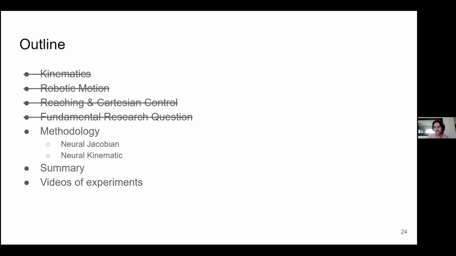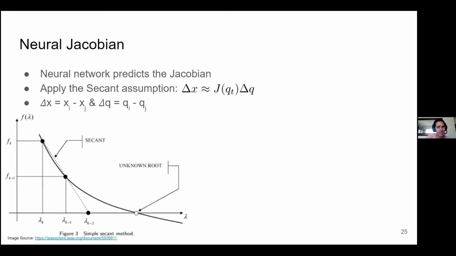I'm not very imaginative in my naming of things, but the neural Jacobian method is we're going to take a neural network and directly predict Jacobians as the output of this network. We want to define a supervised learning problem for this, so we're going to apply the secant assumption and say, for itty bitty changes to the end effector locations and the itty bitty changes of their corresponding joint angles, it's the same thing as our equations of robotic motion.